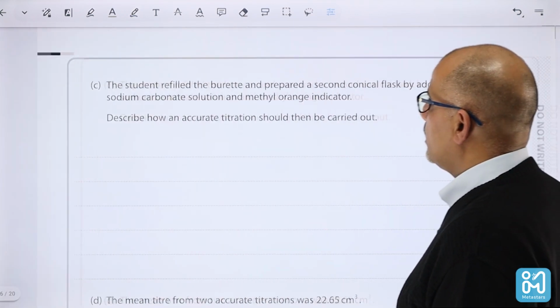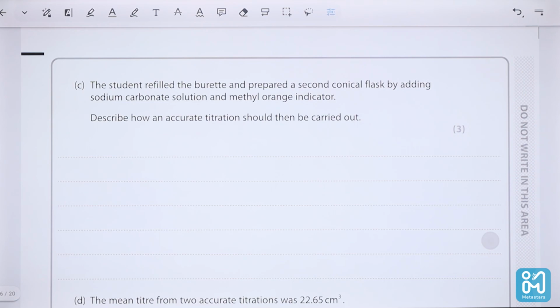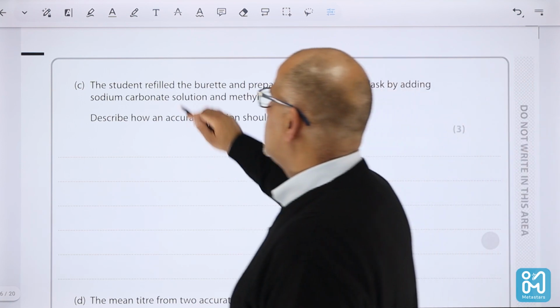Then the student refills the burette and prepares the second conical flask by adding sodium carbonate solution and methyl orange indicator. Describe how an accurate titration should then be carried out. It's very easy. You shall add the acid quickly until you approach the end point, which is around 23. Then add the acid drop by drop and swirl until the indicator changes its color.